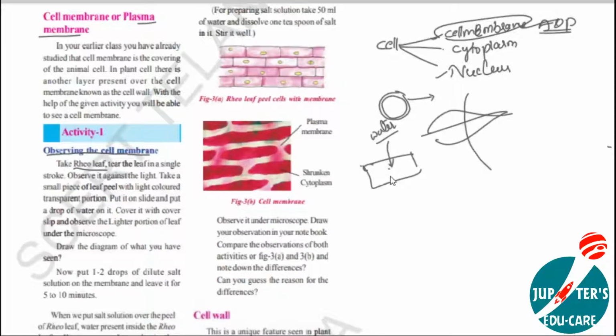After adding one or two drops of water, we cover this leaf slice material with the cover slip. After covering it with the cover slip, we observe the whole slide under the microscope. When we observe it under the microscope, you can see the structure is like this.